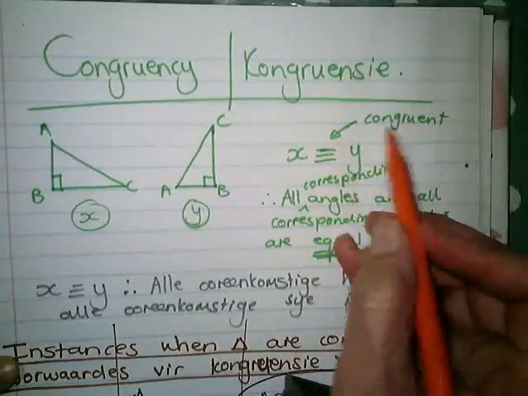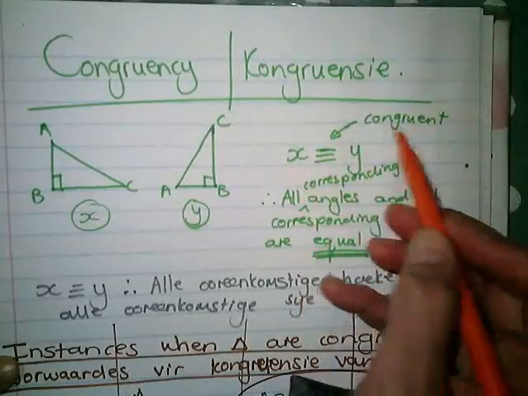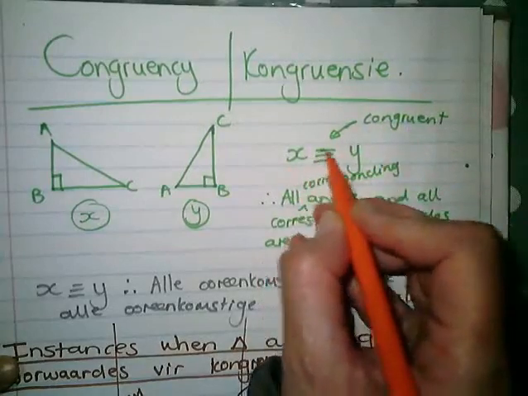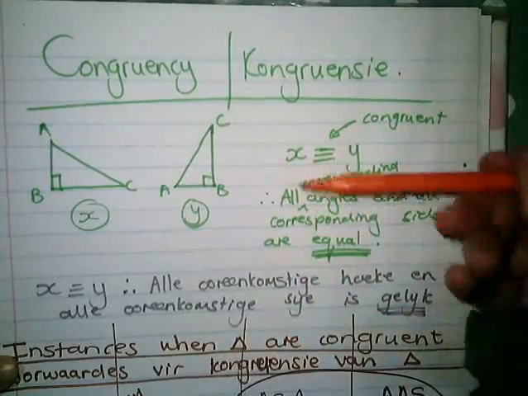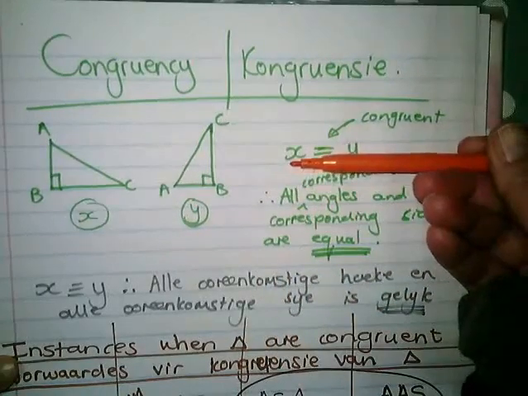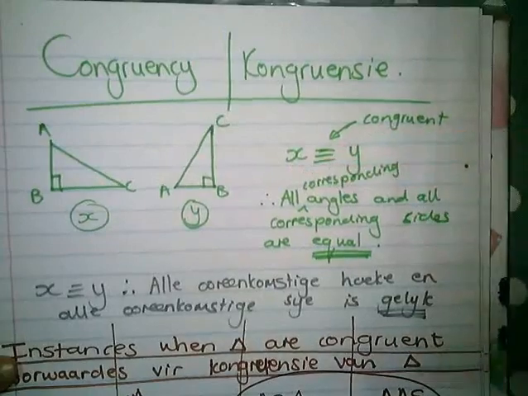So we indicate that two triangles are congruent by drawing 3 lines like that. 2 means equal and 3 means congruent. Okay.